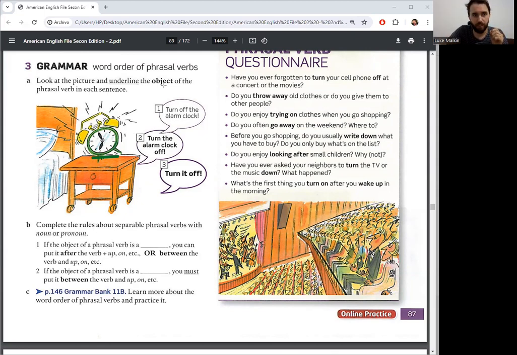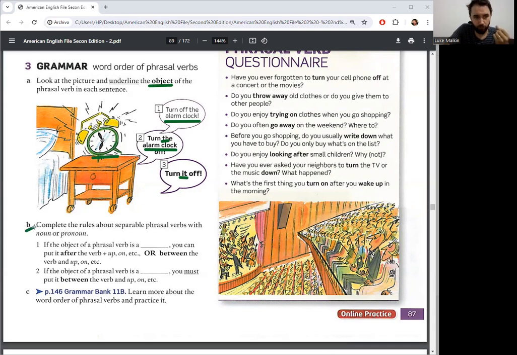We have to underline the object of the phrasal verb in the sentence. That's turn off the alarm clock. But also, turn off is separable. You can separate turn off and put the object inside. So turn the alarm clock off is an alternative. It's good in English. Or just the pronoun, turn it off. What's it? The alarm clock is it.